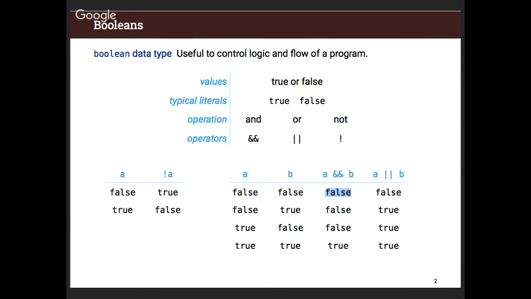So in this little table, if A is false and B is false, then the answer is false. A is false, B is true, the answer is false. A true, B false, answer is false. And it's only when both A and B are true that the final answer is also true. So A and B is asking, is A true and B true? And in the same way, A or B is asking, is either one true?